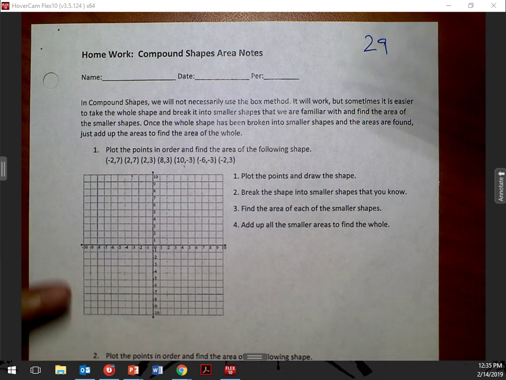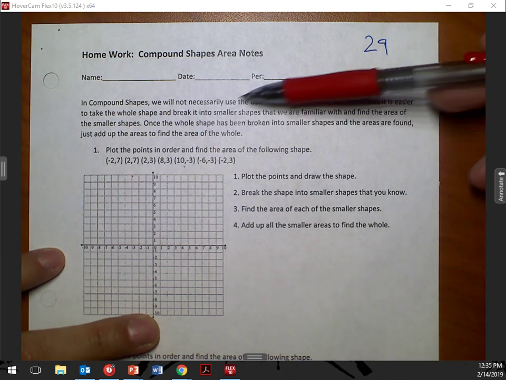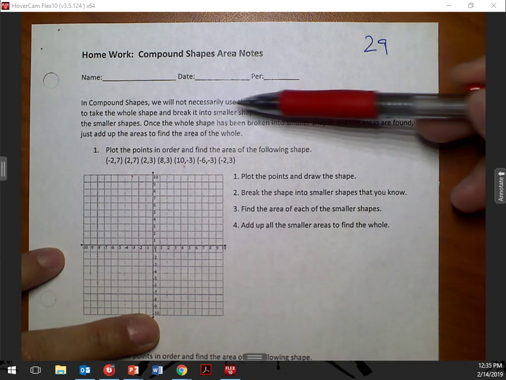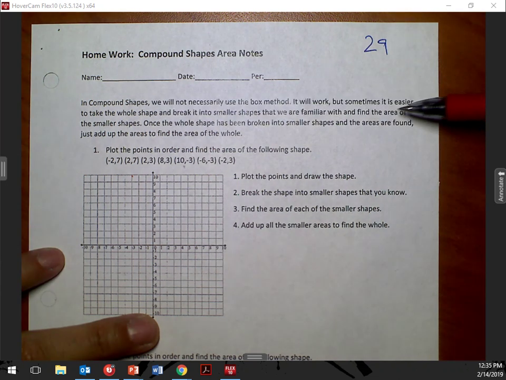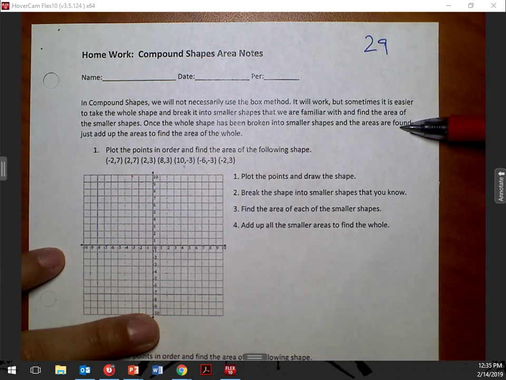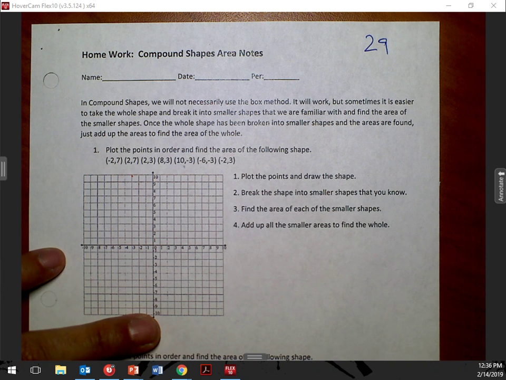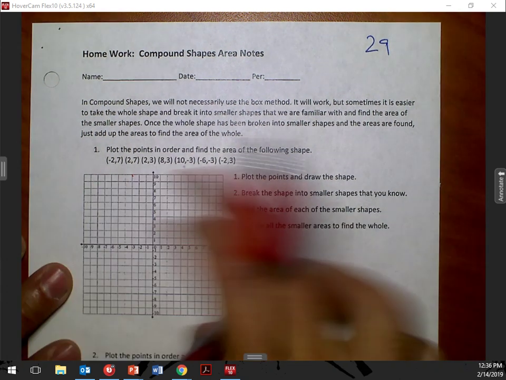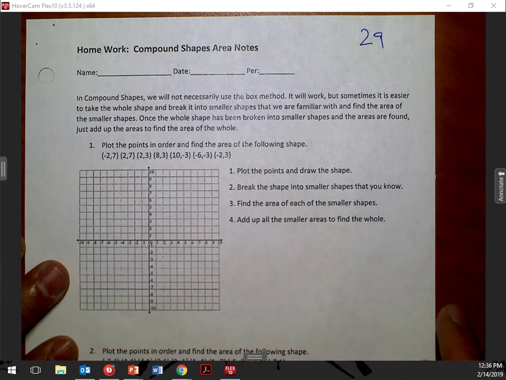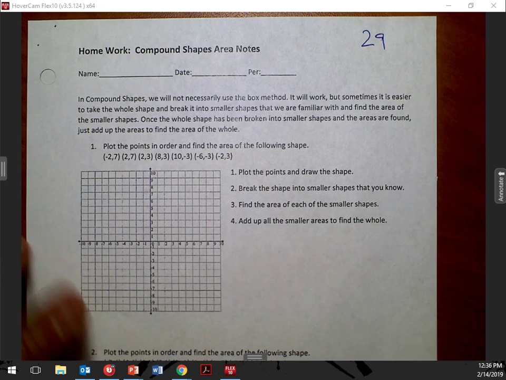All right. Okay. Compound shapes. Compound shapes will not necessarily use a box method, but it will work. Sometimes it's easier to take the whole shape and break it into smaller shapes that we're familiar with and find the area of the smaller shapes. Once the whole shape has been broken into smaller shapes and the areas are found, just add up the areas of the whole. So now, step one. Since this is going to be a compound shape, let's go through, and this is kind of like a connect the dots thing. So let's go through and put our dots on our graph so we can connect it.